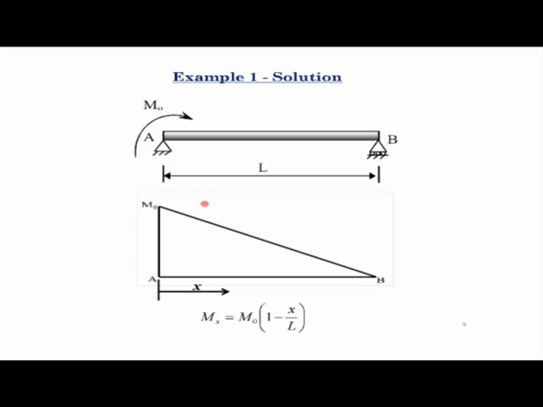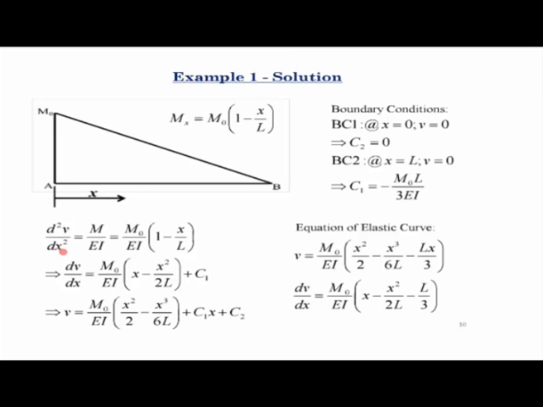Now in order to calculate the equation of the elastic curve, that is the displacement function of this beam at a distance x, by the double integration method, we'll write d²v/dx² equal to M/EI, and instead of M, we'll replace it by this term m0(1 - x/L). Now if you integrate both sides of this equation, you get dv/dx on the left hand side, and on the right hand side you will get m0/EI times (x - x²/2L), plus a constant of integration c1. If you integrate it one more time, you will get v equal to m0/EI times (x²/2 - x³/6L), plus C1x plus C2. So these are the two constants of integration that I was talking about in the previous slide.